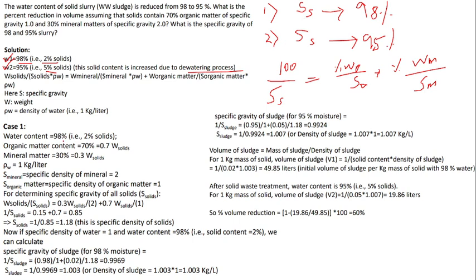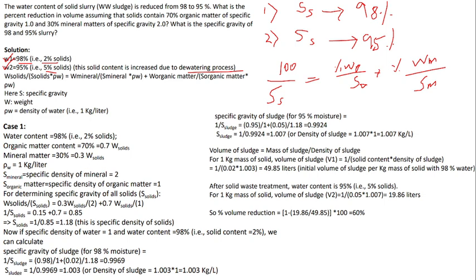The water content is 98 percent and 2 percent solid. In the 2 percent solid, 70 percent is organic matter and 30 percent is mineral matter content. All these are mentioned as weight fractions. So 70 by 100 is 0.7 W solid, and 30 percent is 0.3 of the W solid.